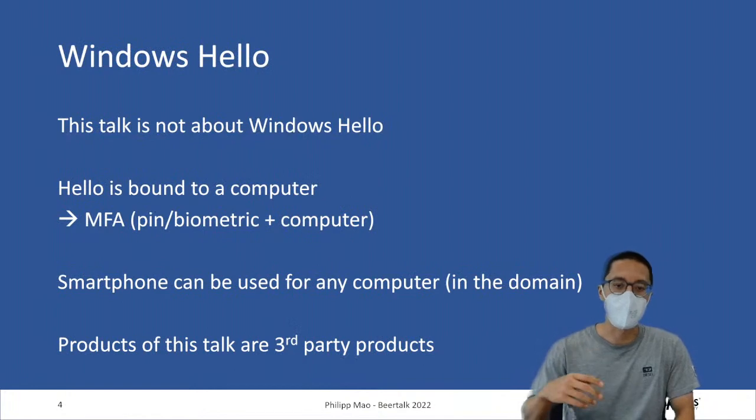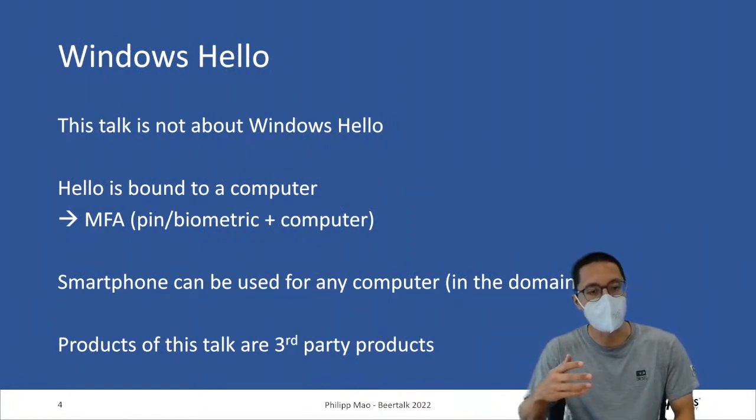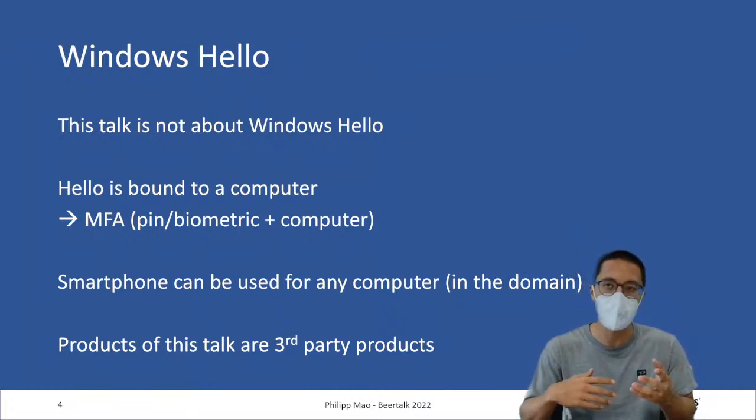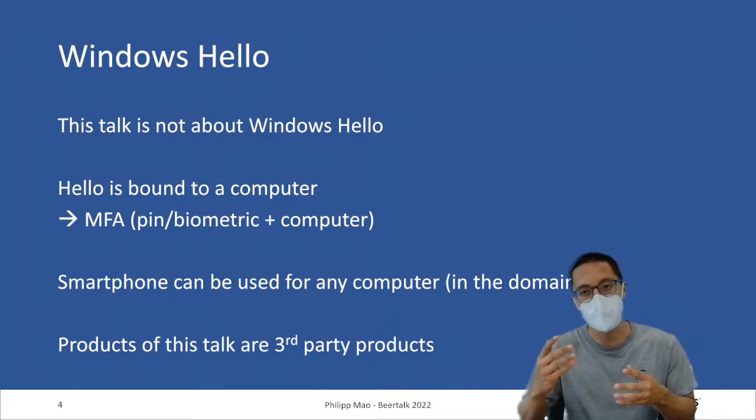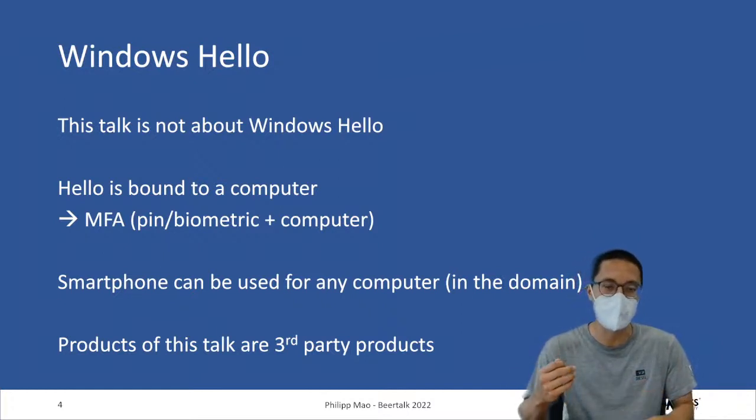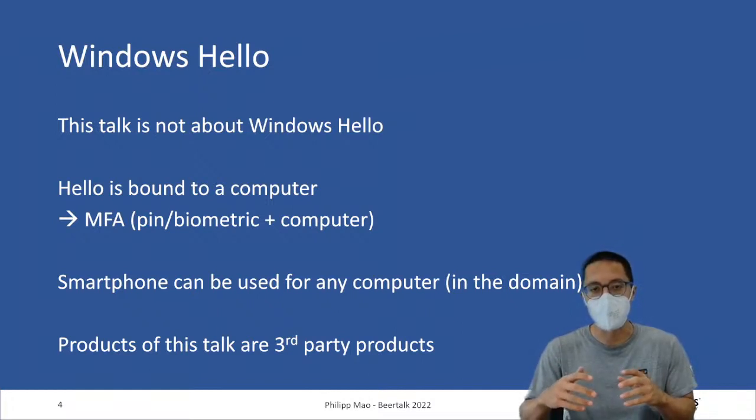When I'm talking about passwordless login to Windows, you might be thinking of Windows Hello, and wondering how the products I'm going to be talking about relate to Windows Hello. There are 2 big differences. Number one is that all the products I'm talking about are third-party products, and Windows Hello is, of course, from Microsoft itself. The other big difference is that Windows Hello is bound to one computer, whereas the smartphone can be used to log into any domain-joined computer. That's really the big difference.